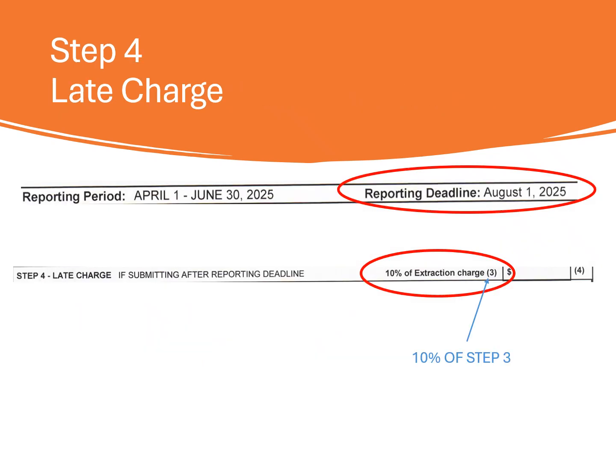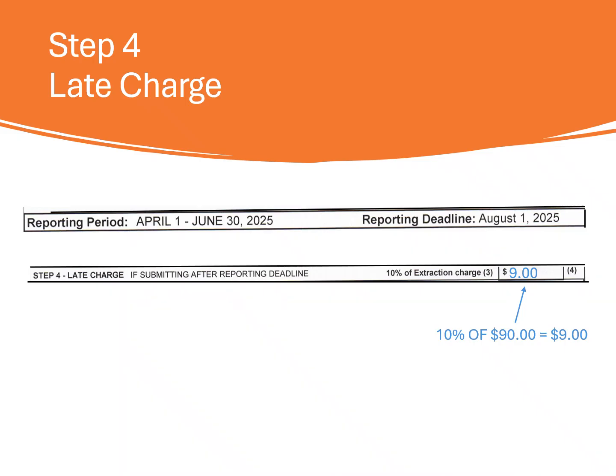Step 4 is the late charge. If your statement is submitted past the reporting deadline shown at the top of the statement, calculate 10% of the extraction charge in step 3 and enter it in box 4. If, based on the previous example of $90, the statement is late, you would add 10% of $90, or $9, to your charge as a late fee.